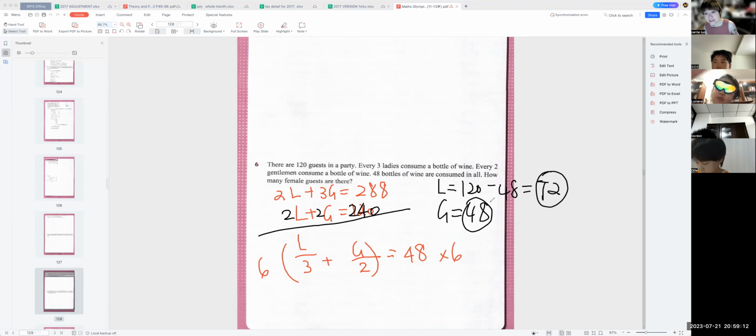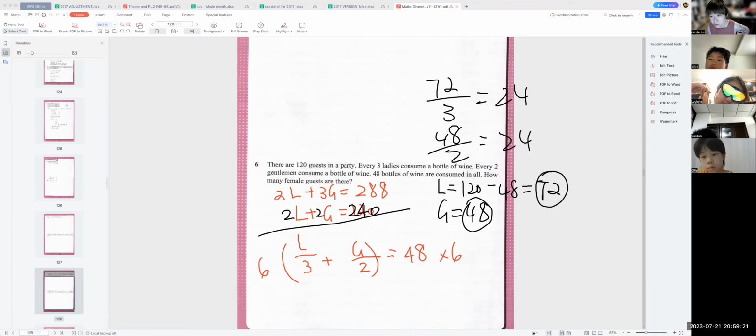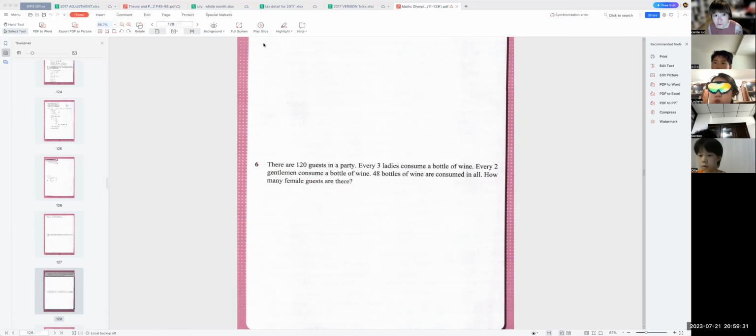Okay, so that's how we get it. If you want to check your answer, that's pretty easy. 72 divided by 3 equals 24, and 48 divided by 2 equals 24. So 24 plus 24 equals 48 bottles of wine. Okay, they drink a lot, obviously. So everybody, this is how to do the thing.